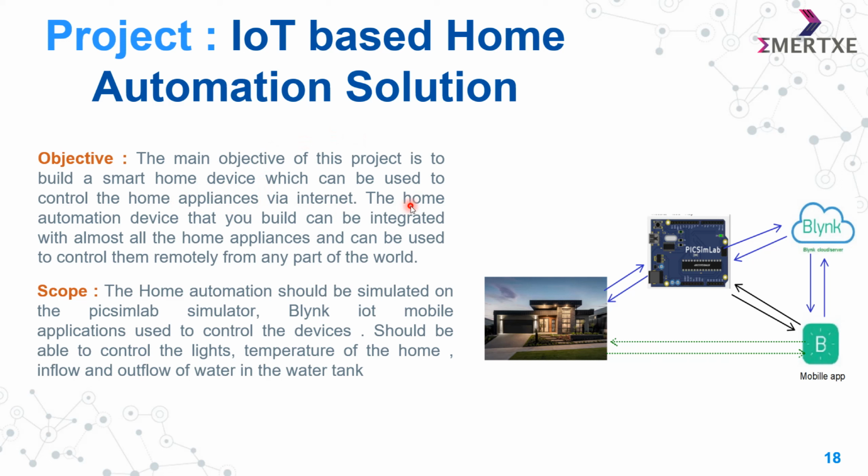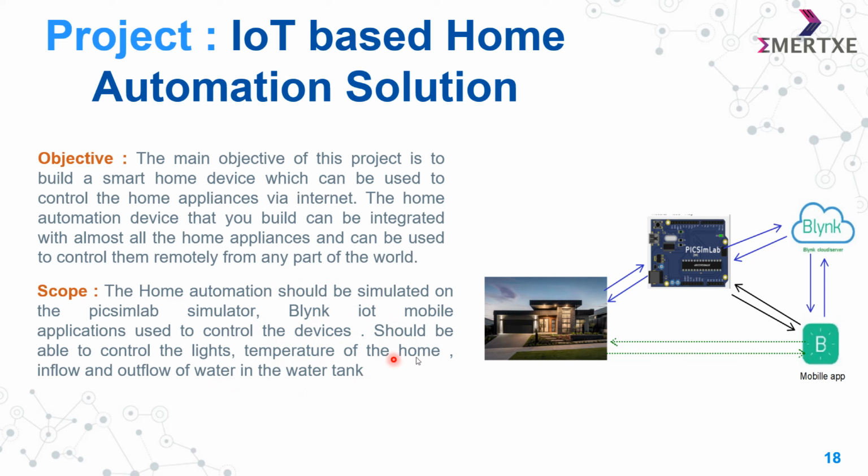The home automation device that we build can be integrated with almost all home appliances and can be controlled and monitored remotely from various parts of the world. So the main scope of this project is that it provides the integration between the home appliances and a real-time user interface, and has a real-time application which can be controlled or monitored remotely through the use of internet. The home automation should be simulated on the PiximLab Simulator, with the Blynk IoT application used to control the devices, and it should be able to control the light and the temperature of the home, and the inflow and outflow of the water in the water tank.